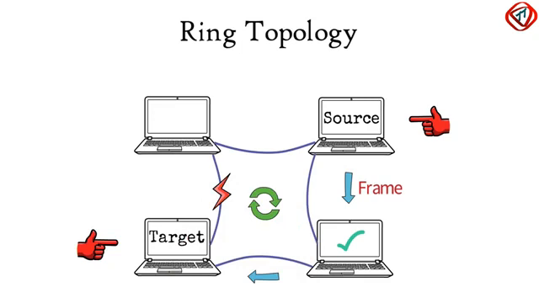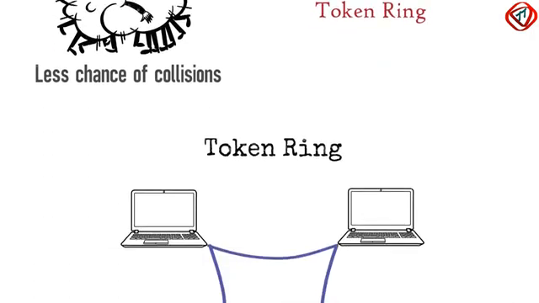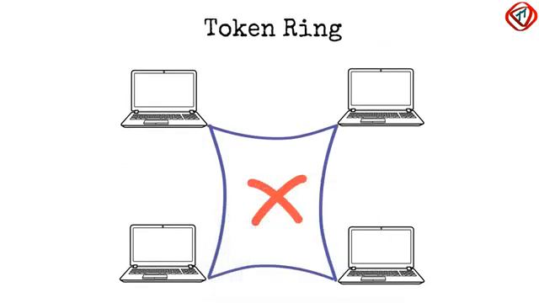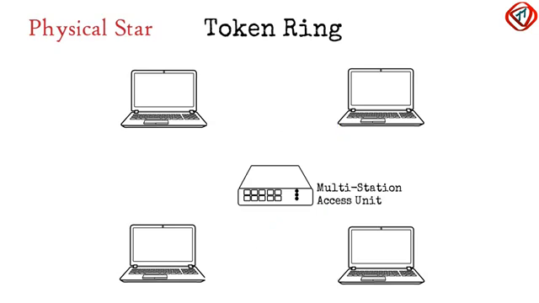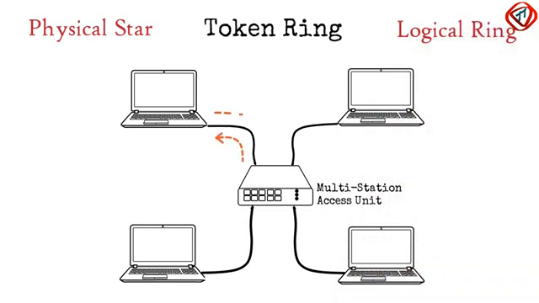Due to this reason, the physical ring topology is rarely used. Instead, logical ring topology is used. Example of ring topology is token ring. Token ring does not use a physical ring topology. Instead, it uses physical star and logical ring topology in which data moves in a circular fashion.